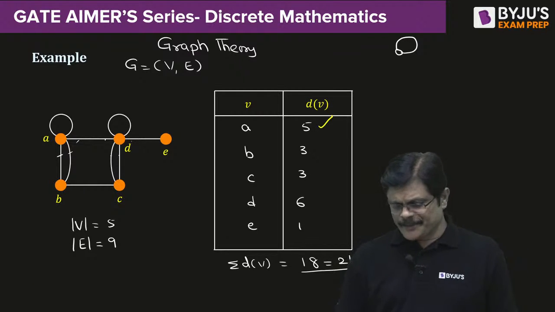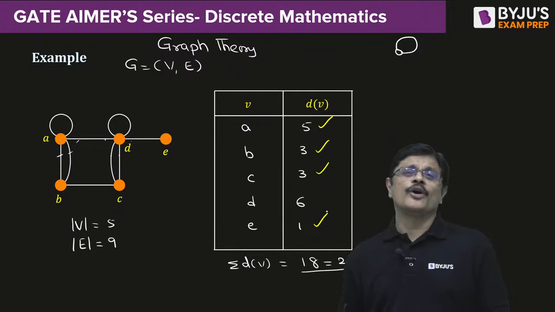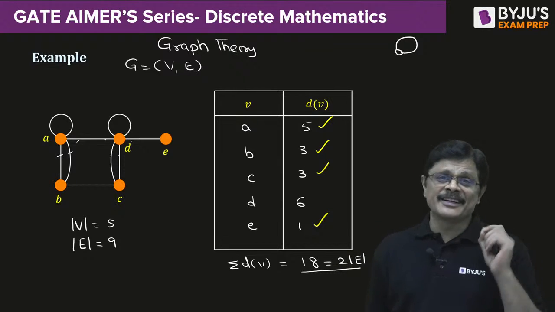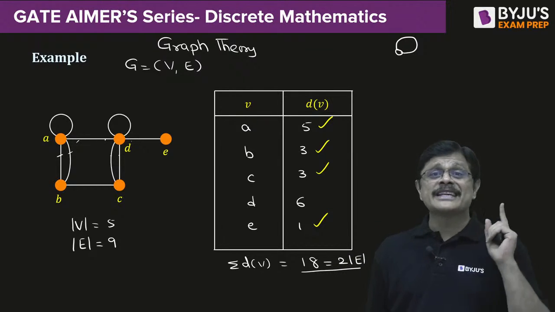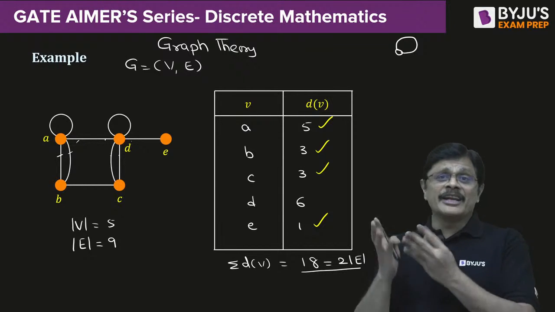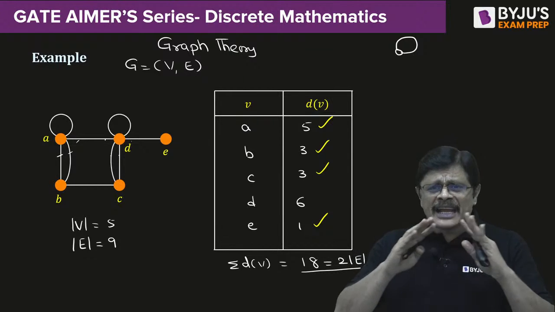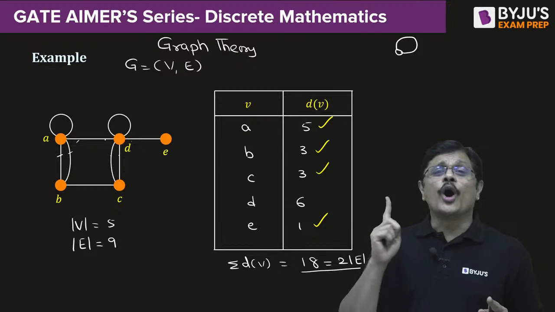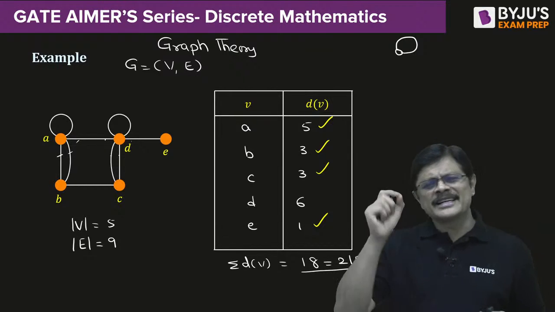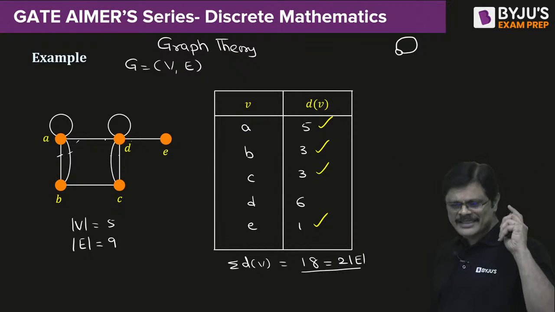This is odd degree. This is odd degree. This is odd degree. And this is also odd degree. And the number of odd degree vertices will always be even. Even number means it may be 0, 2, 4, 6, 8. We cannot have any graph with an odd number of odd degree vertices. The number of odd degree vertices in any graph must always be even.